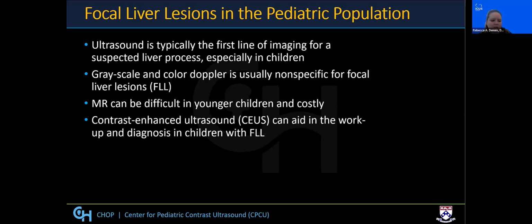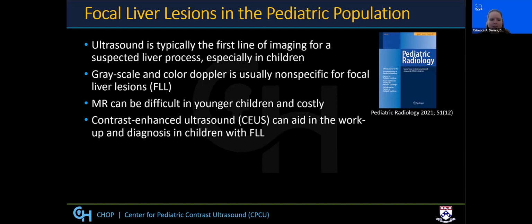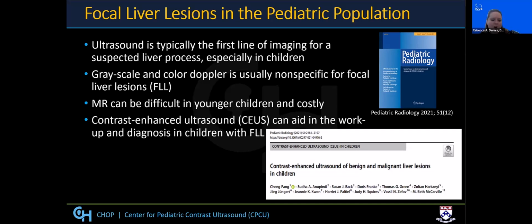With contrast enhanced ultrasound, it can aid in the workup as well as the diagnosis in children, as well as whether there needs to be follow-up and the overall clinical plan. As my colleague mentioned earlier, there was a special issue in Pediatric Radiology involving contrast enhanced ultrasound in children. There's an article going over benign and malignant liver lesions that is really helpful, and I would recommend using it as a reference.